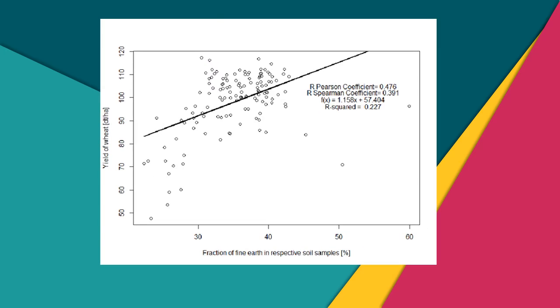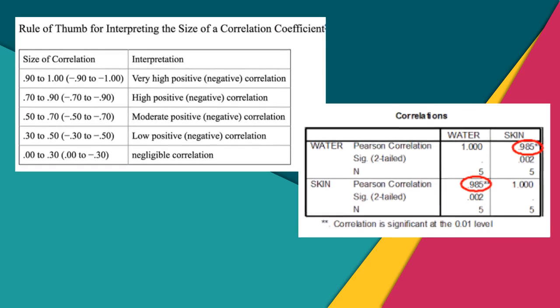Some researchers choose to show their scatter plots in their studies. Others only show their data and statistical output. In the example shown here, circled in red, we see 0.985, which is the correlation coefficient for this study. This is a strong positive correlation.